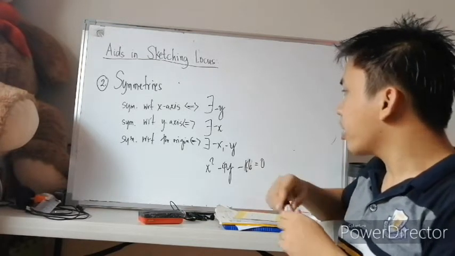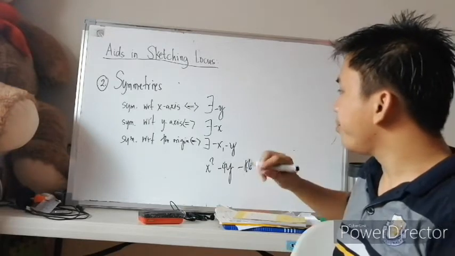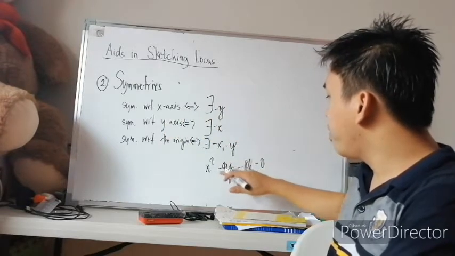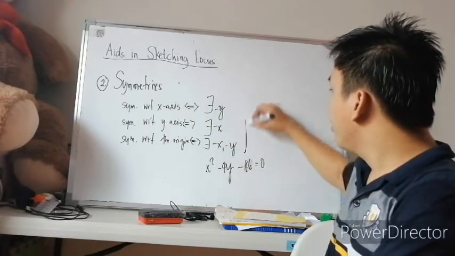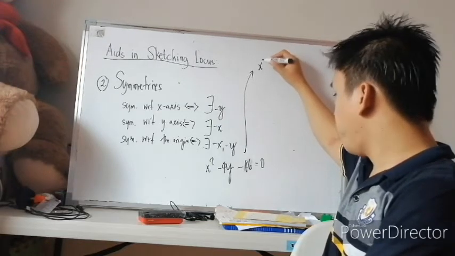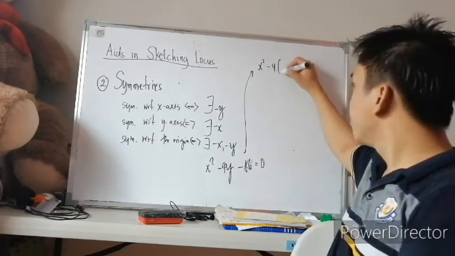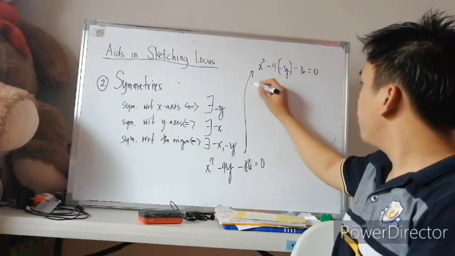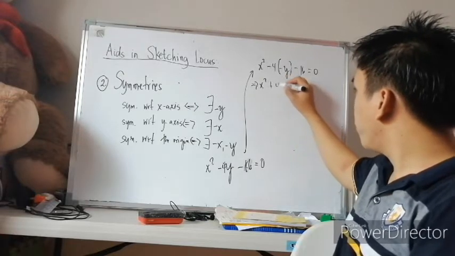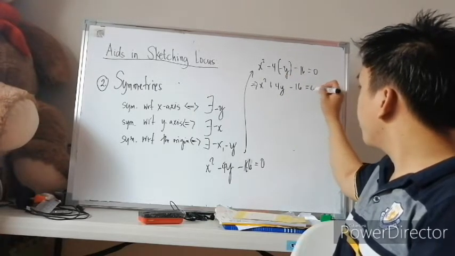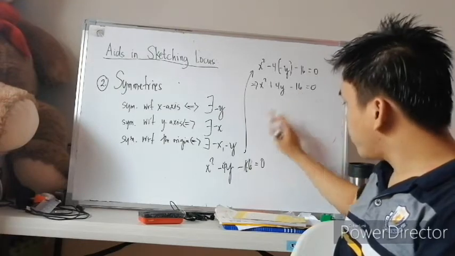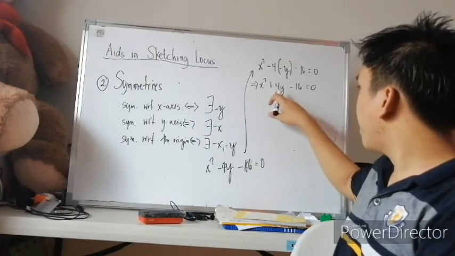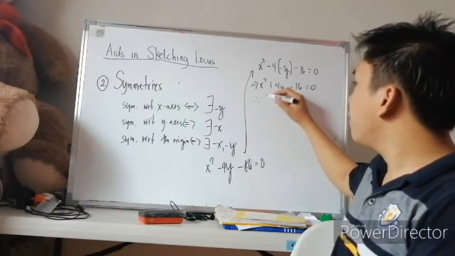Let's check if this parabola is symmetric with respect to the x-axis. Let's replace y with negative y. So x squared minus 4(-y) minus 16 equals 0. You will get x squared plus 4y minus 16 equals 0. This is not the original equation, because the original equation has negative 4y, and this time it is plus 4y. Therefore, this is not symmetric.